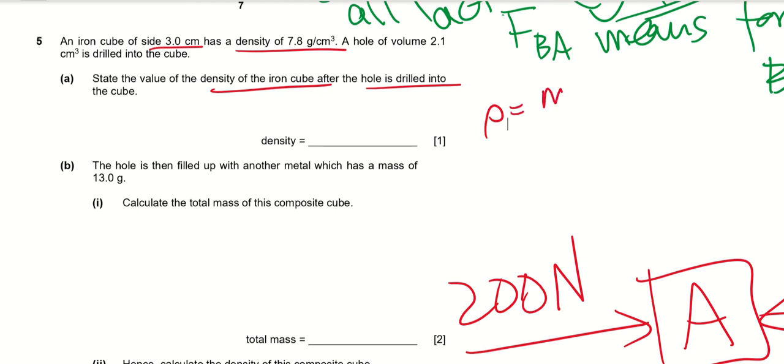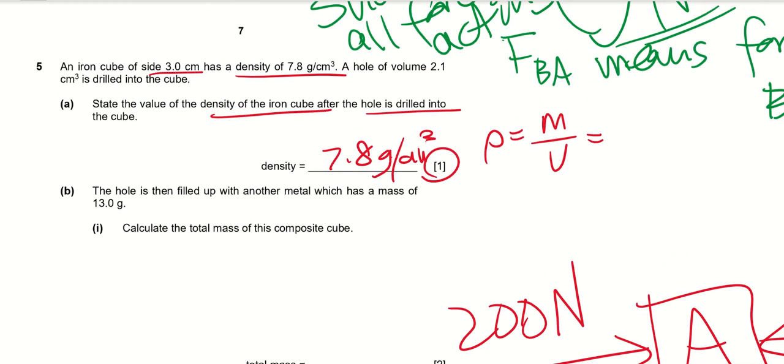Density equals to mass over volume. The mass is unknown. Okay, so density is just 7.8. I don't even need to do any calculation. Okay, it's just 1 mark. Even after I drill a hole, it will still be 7.8. I drill a bigger hole, it will still be 7.8. I drill an even bigger hole, it will still be 7.8.